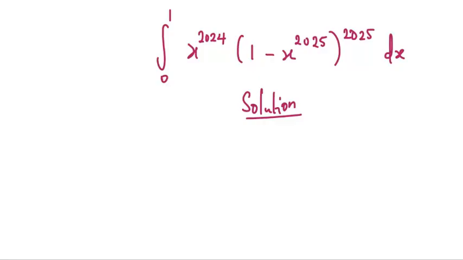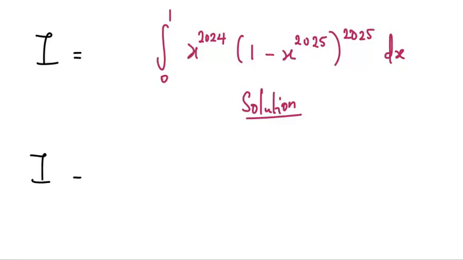We have the integral from 0 to 1 of x to the power of 2024 multiplied by (1 minus x to the power of 2025) whole raised to the power of 2025, dx. Okay, so this integral is easy enough to solve. So let us find out the trick.